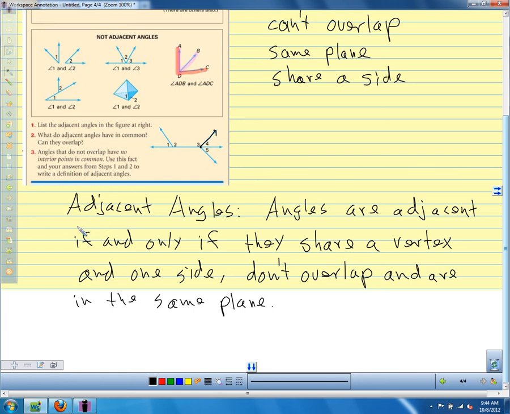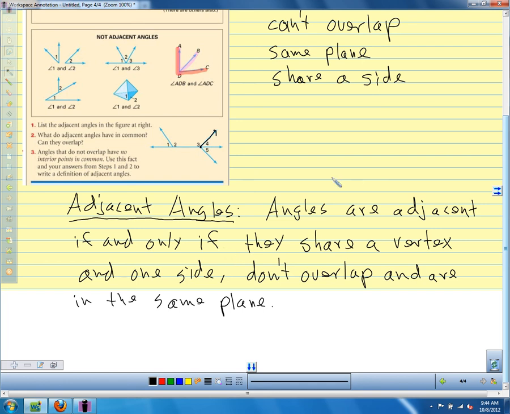So this is our definition. Angles are adjacent if and only if they share a vertex and one side, don't overlap, and are in the same plane. For shorthand, we usually just say adjacent angles are next to each other. But this would be our technical definition of adjacent angles. And we wrote it as a biconditional with an if and only if.